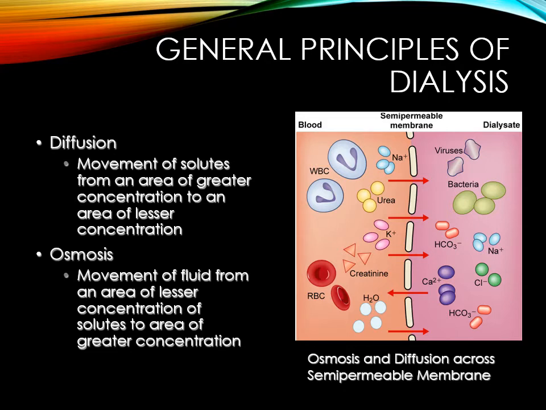RBCs, WBCs, and plasma proteins are all too large to diffuse through the pores of the membrane. Small molecular weight substances can pass from the dialysate into the patient's blood, so the purity of the water used in dialysis is monitored and controlled.